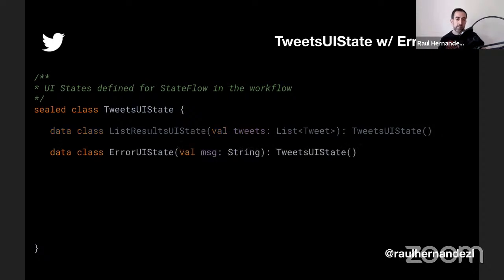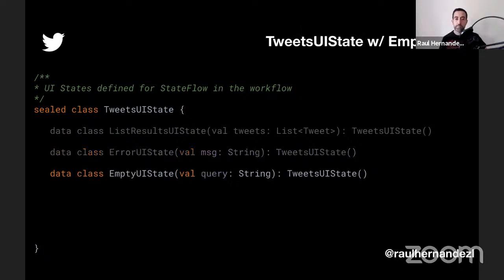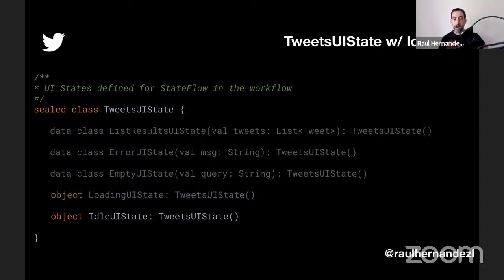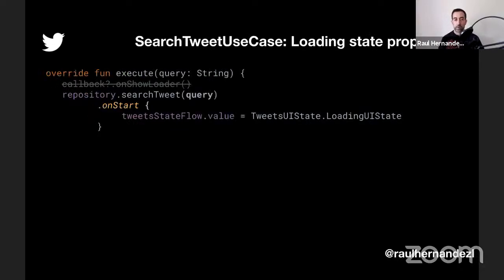So if the error has a message, with an error message in a stream, then we also have this with val. Then if we have an empty state where we want to say, hey, I didn't find this particular query, the same, we pass the data class with the value that is a query. Then finally, the loading state doesn't have any parameter. And the idle UI state, if you want to show something, or maybe not, is the first state that is there. Because we define all the states, then we can start changing things with the callback.